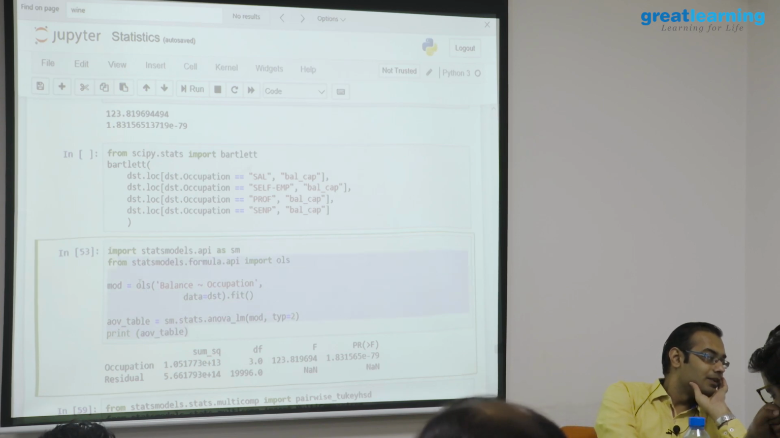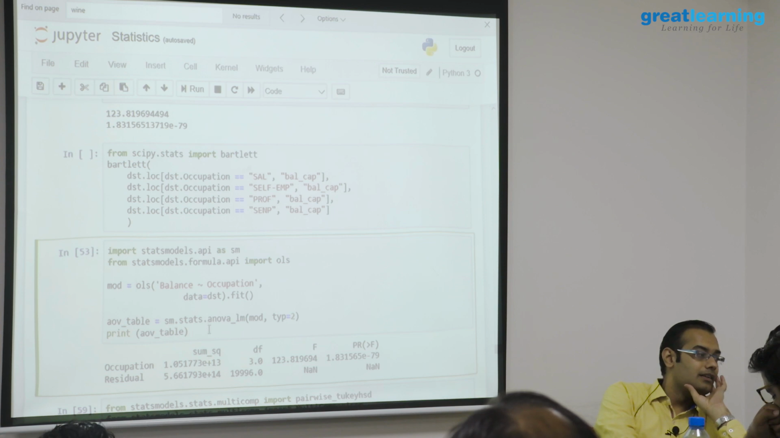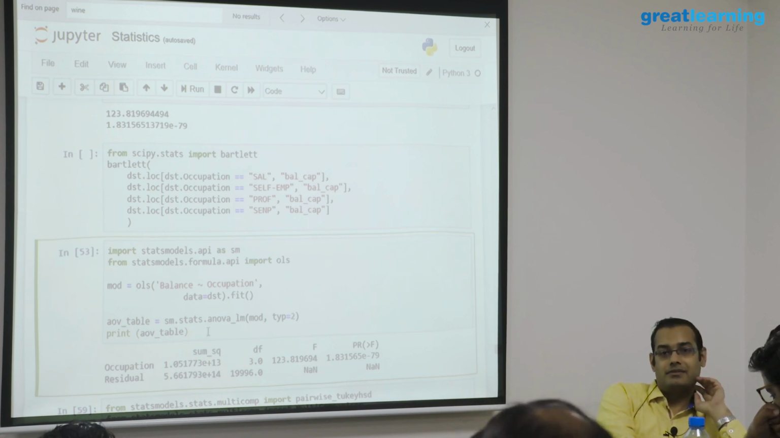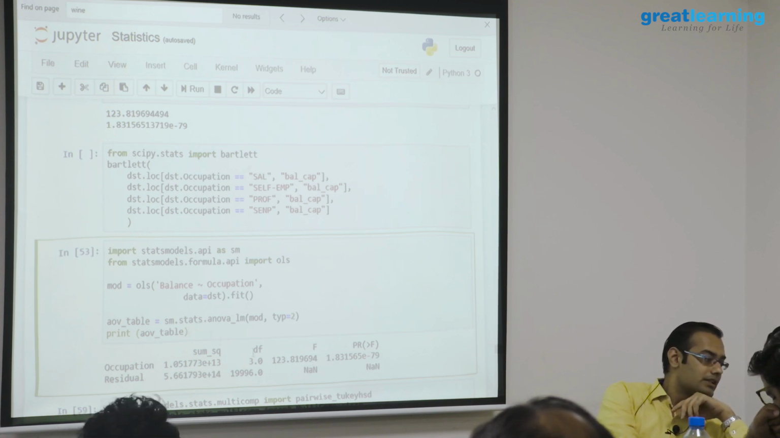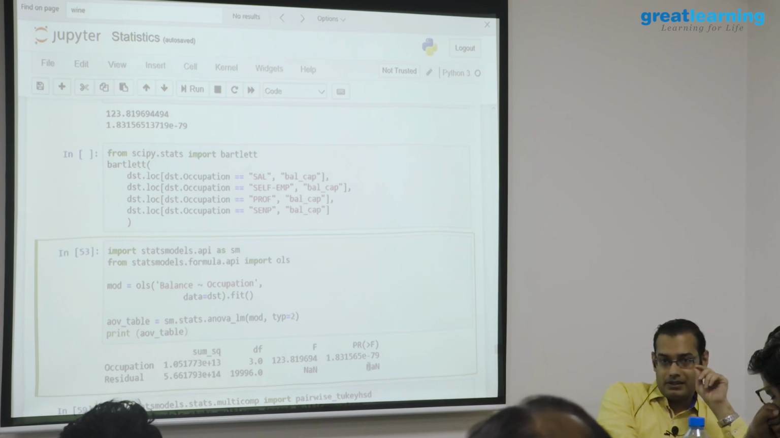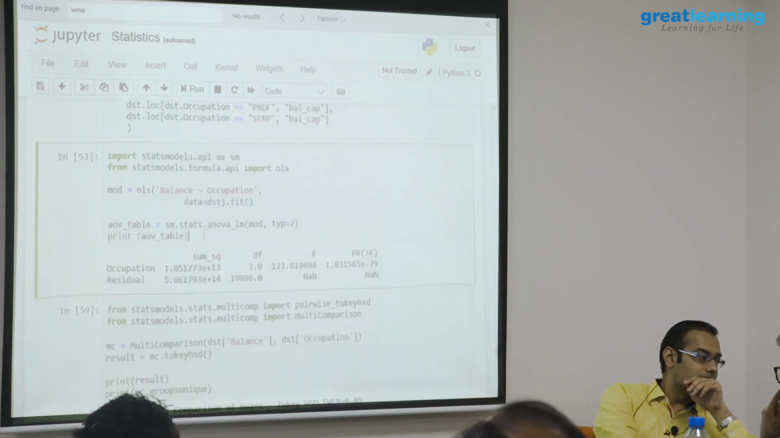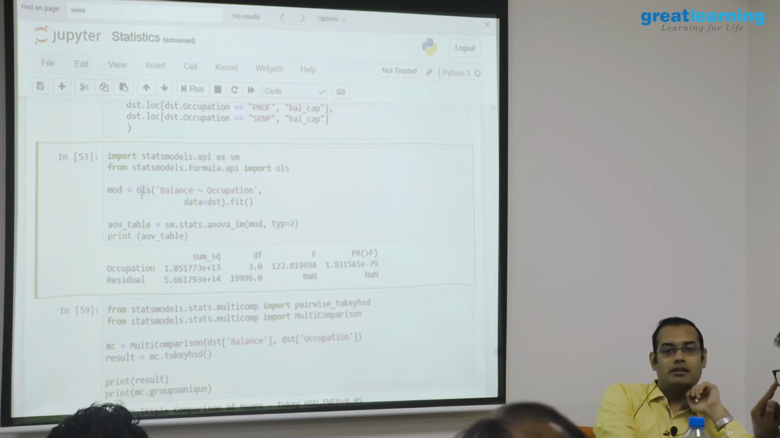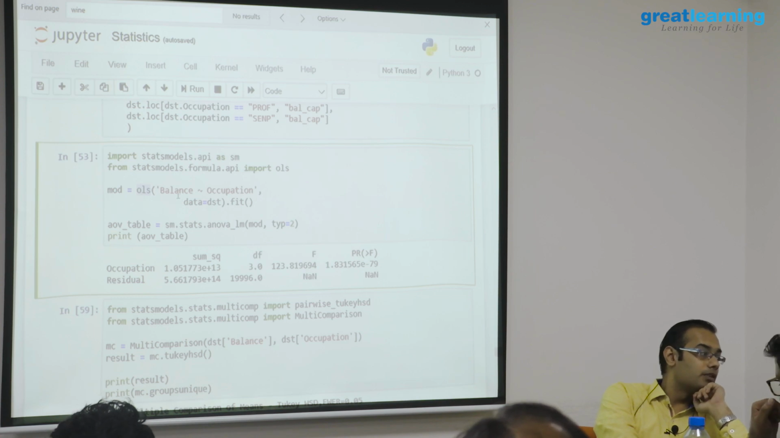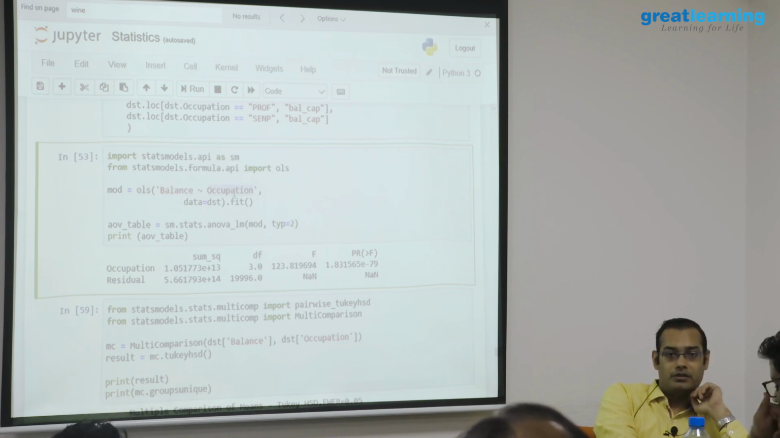Okay, OLS is ordinary least squares, that is, a linear regression. If you do a linear regression, you will get the same output. When you run a linear regression and get an ANOVA test output, you will get the same output as when you run the ANOVA function. This is just what I am trying to show here, that I am fitting an ordinary least squares, that is a linear regression, of balance with respect to occupation.